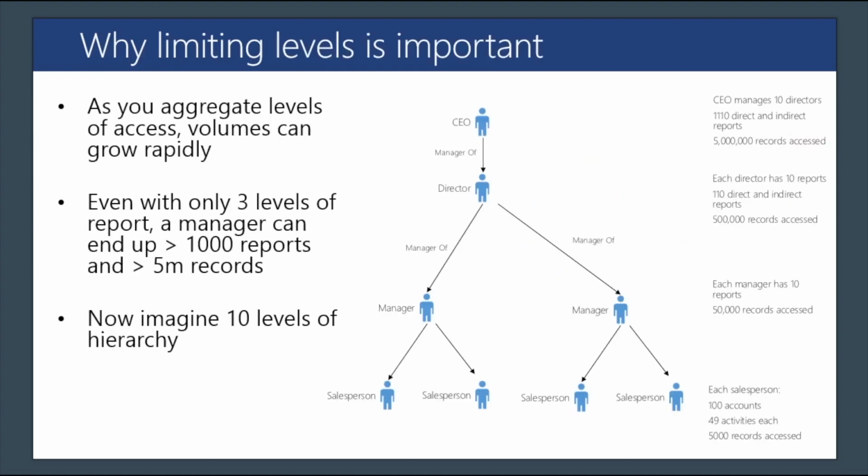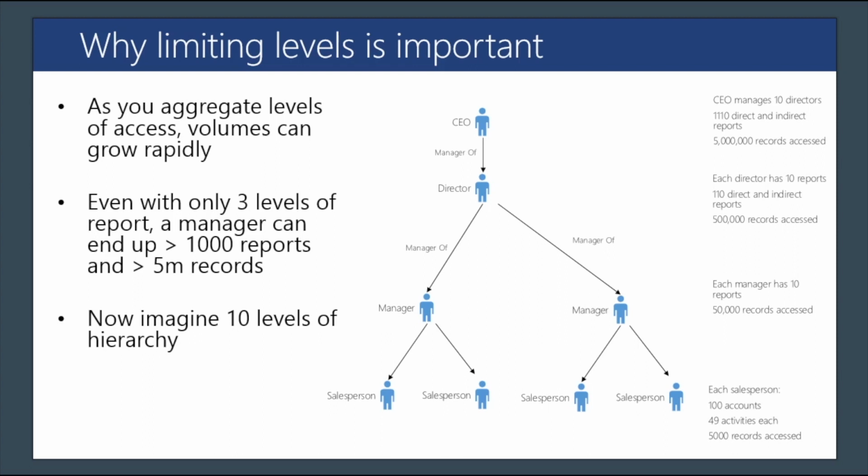And just to give a quick example of this, as you aggregate the levels, as we mentioned earlier, the volume of data can grow significantly, right? So even with 3 levels, you might have upwards of 1,000 direct or indirect reports and greater than 5 million records.